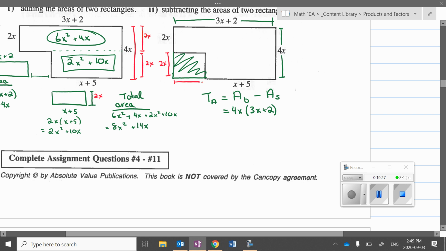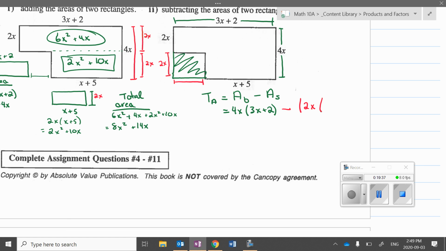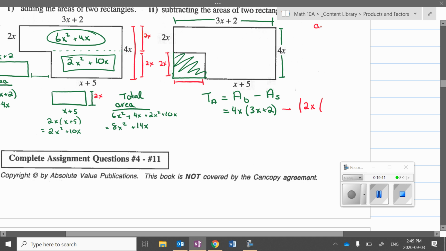What is this measurement, though? Go ahead, Jasmine. How did you figure that out? Good. So she took her long measurement of the top and subtracted off that little measurement. So she did 3x plus 2 minus x plus 5. So you have to distribute that negative through.